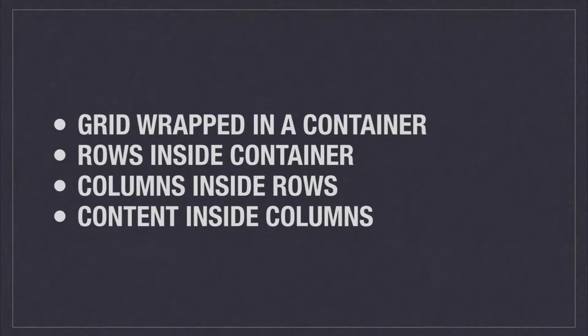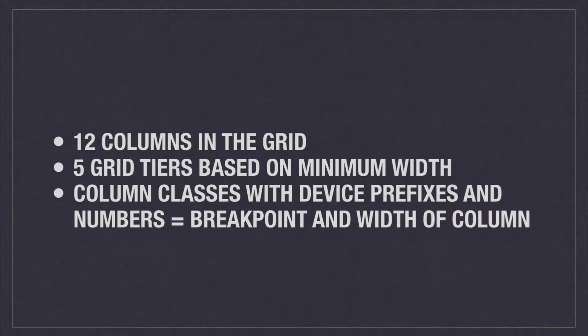The grid is wrapped in a container, which we just learned about in the previous lecture. Inside this we have rows, which are made up of horizontal groups of columns. Content is placed inside columns and only columns may be immediate children of rows. There are 12 columns available in the grid, which means that the width of a column can be equal to one or more of these 12 columns.